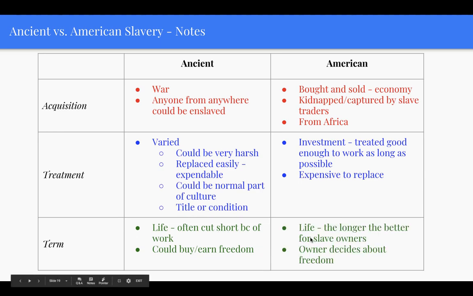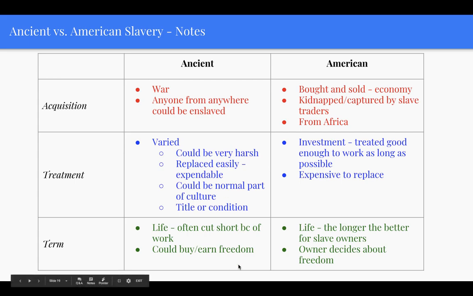In the American version of slavery, you served for life. The longer, the better for people that owned enslaved labor. They wanted people for life. And also, the owner decides about freedom. There wasn't this system where you could purchase or earn your freedom. Rather, it was up to the master or the owner to determine whether or not you could buy your freedom. And even if you had the means, the owner could still say, no, that's my property and I don't feel like selling.